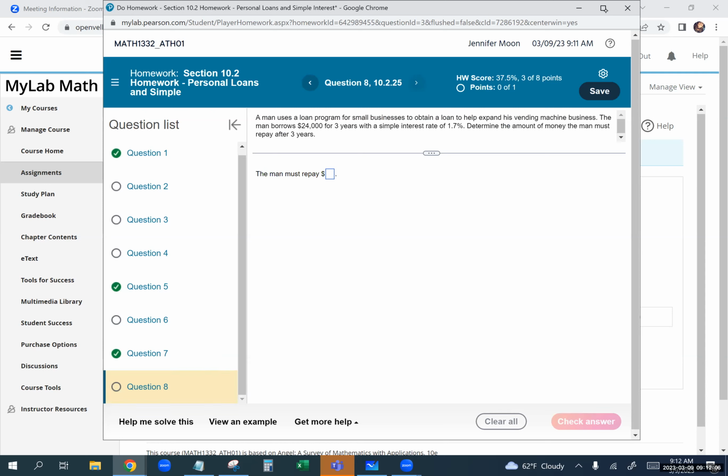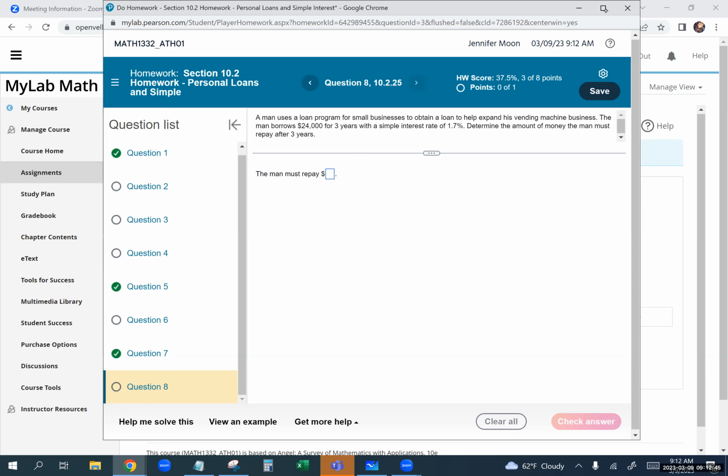Okay, this one right here: a man uses a loan program for small businesses to obtain a loan to help expand his vending machine business. The man borrows $2,400. You borrow money, that's your principal, right? For 3 years, that's your time. So you're writing on your piece of paper P equals this, T equals that, setting it up the same way as all the other problems. And it says with a simple interest rate of 1.7%. Whenever you write your R, go ahead and move it, so it's 0.017. Determine the amount of money the man must repay after 3 years.